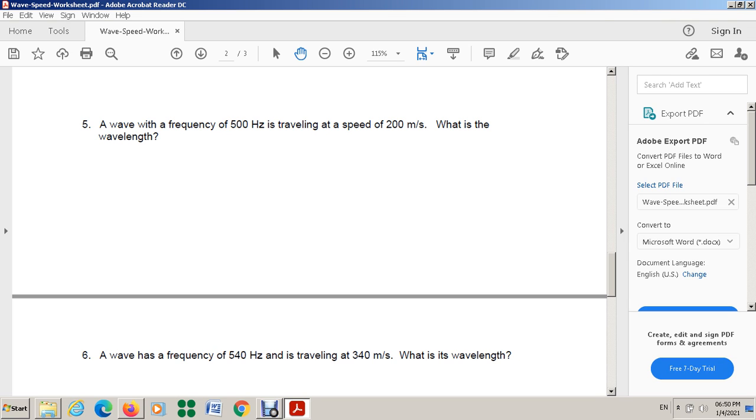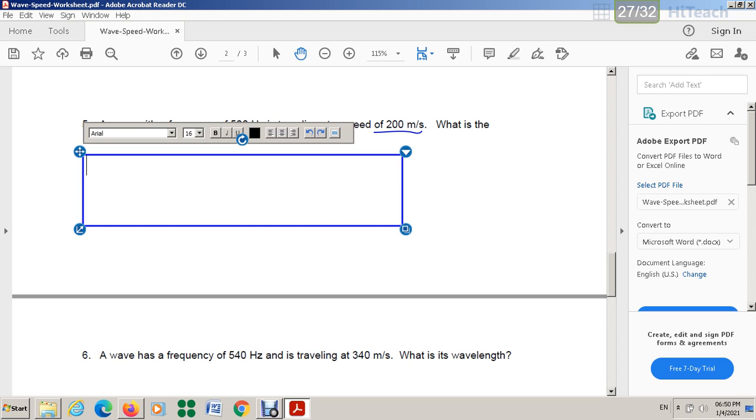Question 5 here is talking about a wave with a frequency. The frequency here is given, which is 500 hertz, traveling at a speed of 200 meter per second. What is the thing that we want? What is the unknown here, which is the wavelength? How to find the wavelength?